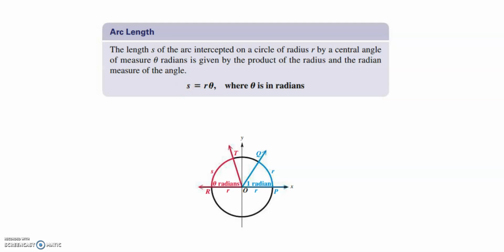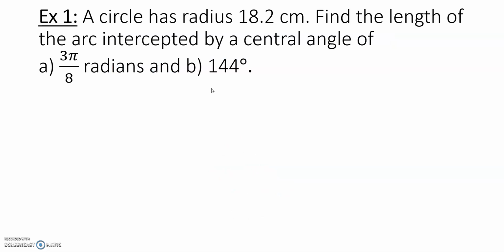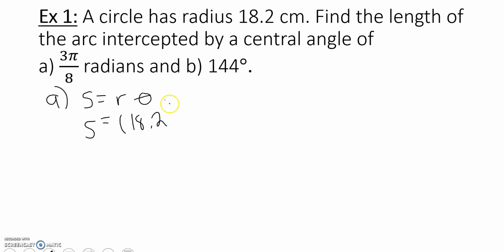Let's look at a couple of examples. Example 1, we have a circle that has a radius of 18.2 centimeters. We want to find the length of the arc intercepted by a central angle of, and it has two parts. Part A is 3 pi over 8 radians, and part B is 144 degrees. Let's start with part A, 3 pi over 8. We know that S is equal to R times theta, and theta has to be in radians, and in this case our theta is in radians. So to find it, we will do 18.2 centimeters times 3 pi over 8.